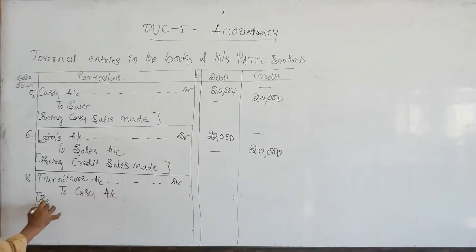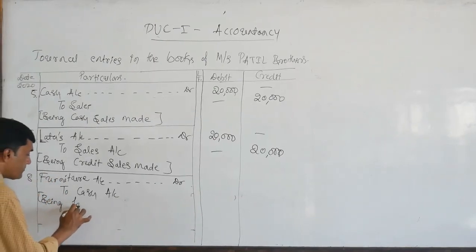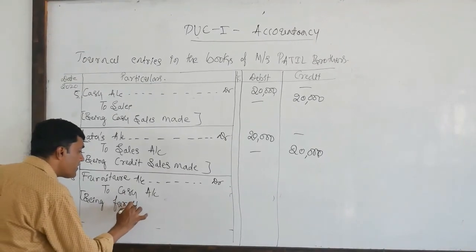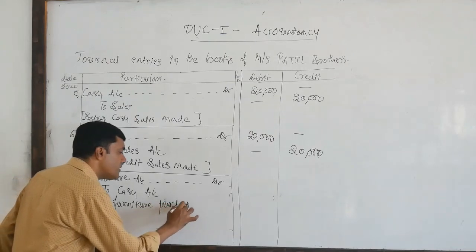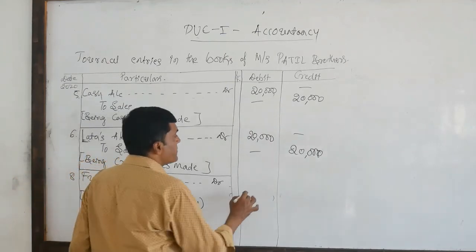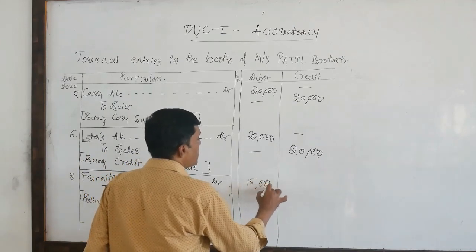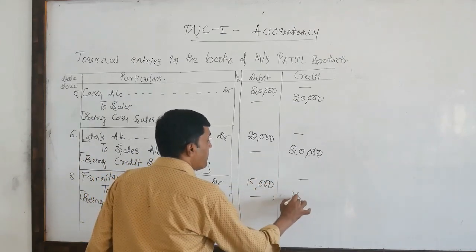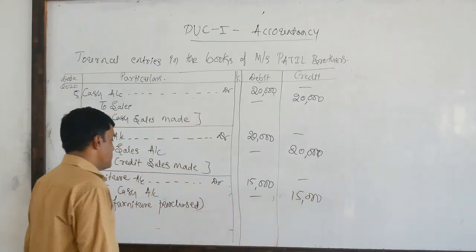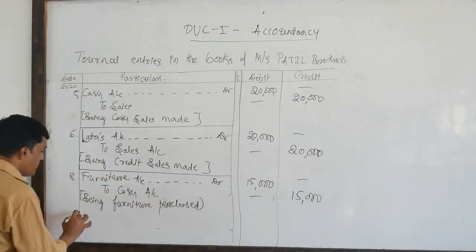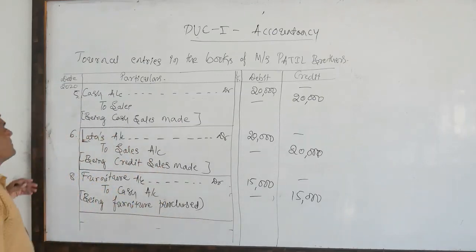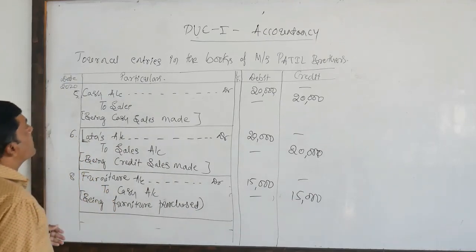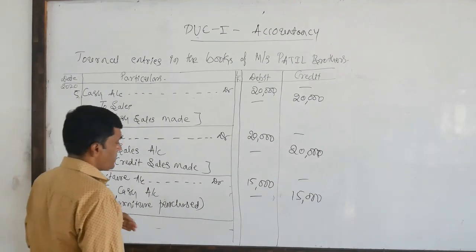Sometimes they will give you office furniture also. Being furniture purchased of rupees 15,000. As I said, these are imaginary figures, not accurate figures. By writing this entry, we need to close this particular column. Like this, dear students, this is the way of writing the journal entries.